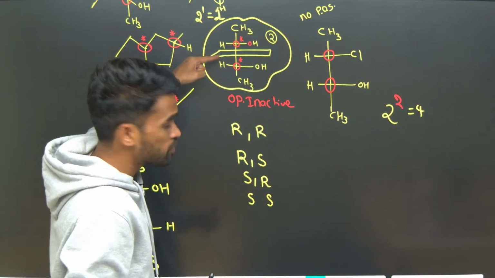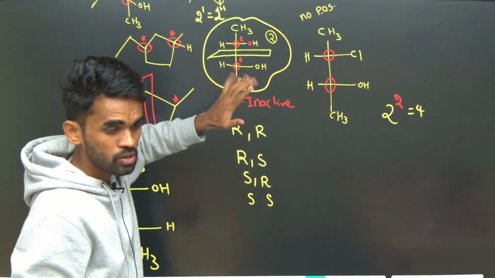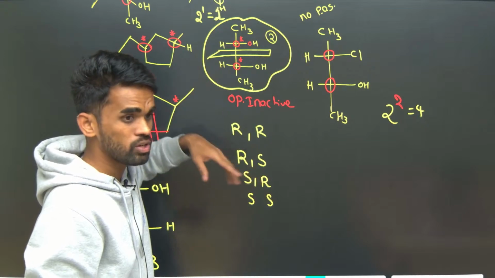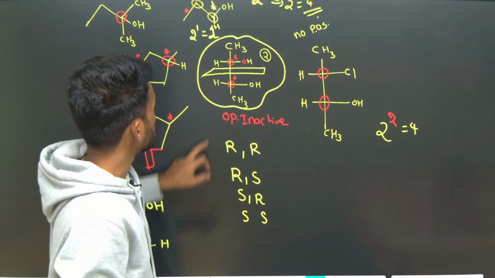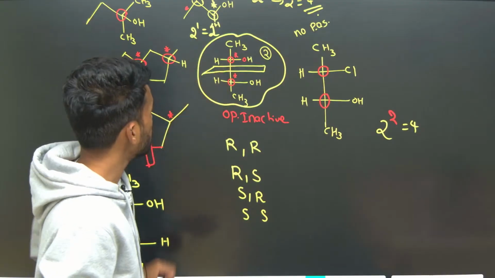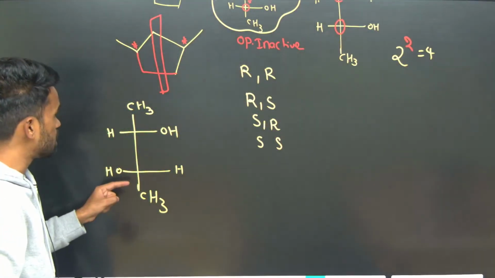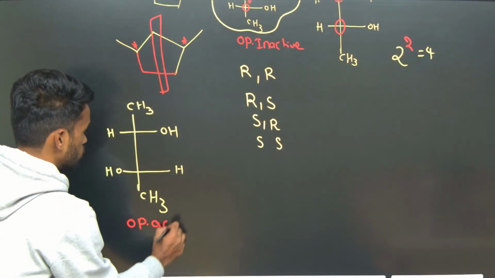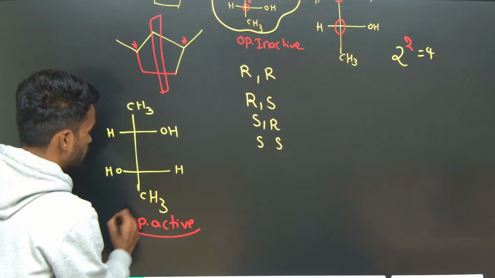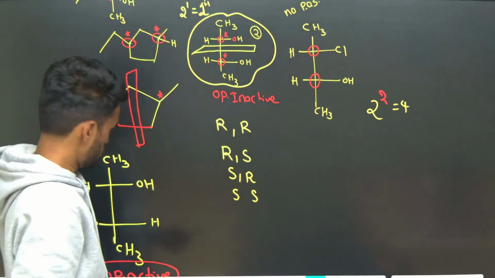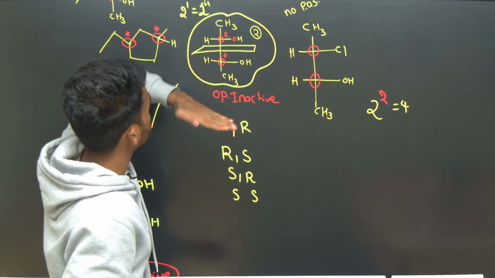If it contains a plane of symmetry, it is optically inactive. If a plane of symmetry or center of symmetry is present, then it is optically inactive, even though it has chiral centers. Now it has chiral centers but a plane of symmetry is there, so we say optically inactive. Here we have chiral centers but no plane of symmetry, so this will be optically active. So you can remember one thing, in these compounds, for example, see, this is a plane of symmetry now.